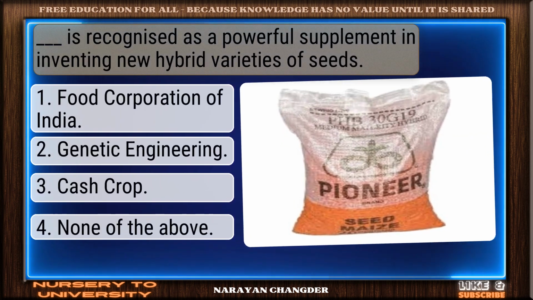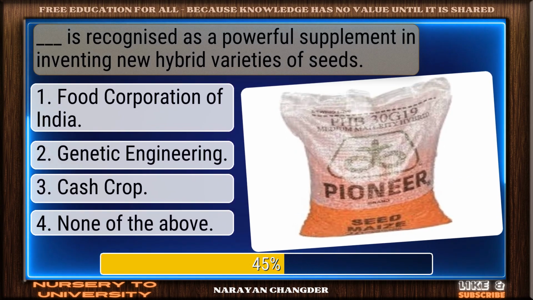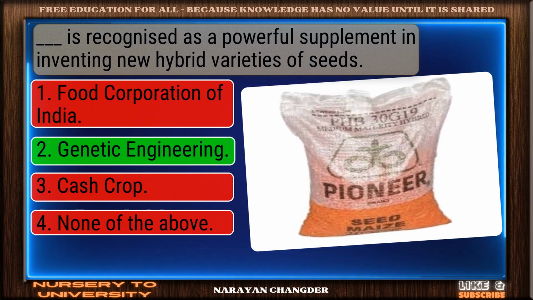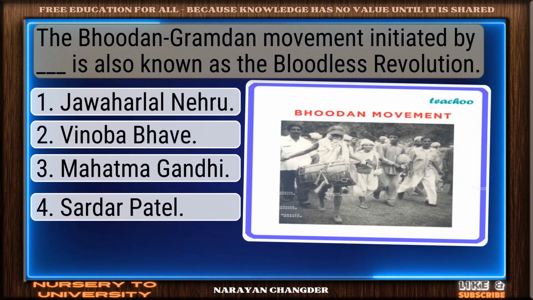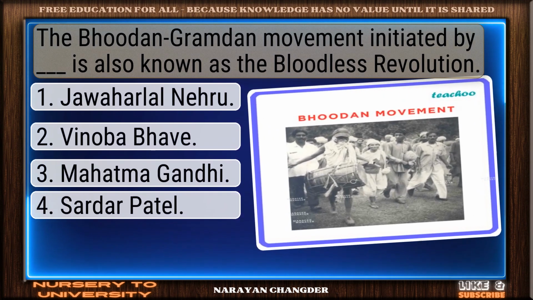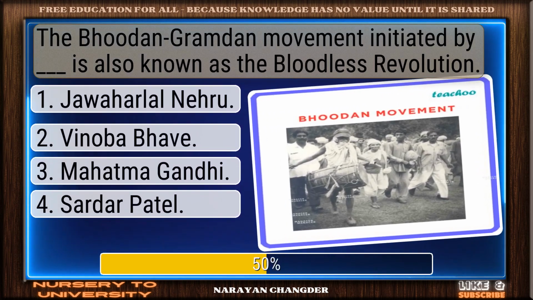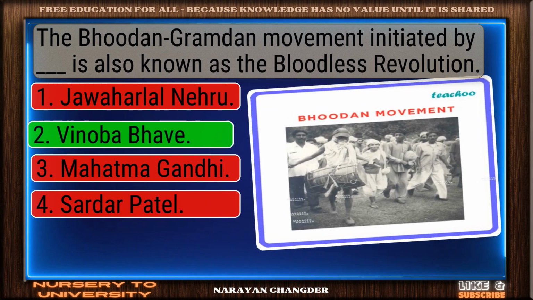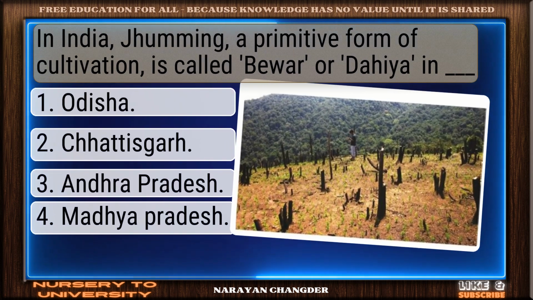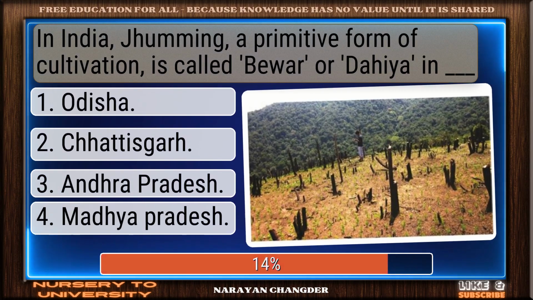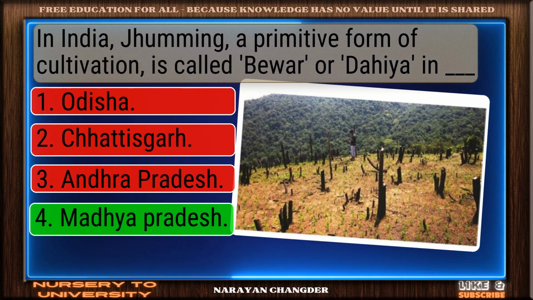Genetic engineering is recognized as a powerful supplement in inventing new hybrid varieties of seeds. Great job. Genetic engineering is accurate. The Bhoodan-Gramdan movement, initiated by Vinoba Bhave, is also known as the Bloodless Revolution. Perfect. Vinoba Bhave is the one. In India, jhumming, a primitive form of cultivation, is called bewar or dahiya in Madhya Pradesh. Nicely done. Madhya Pradesh is solid.